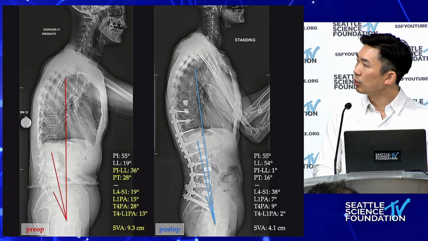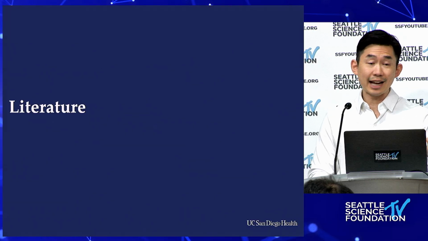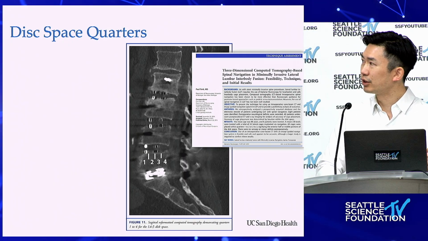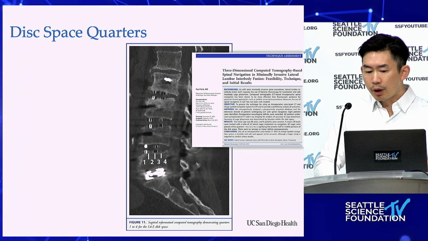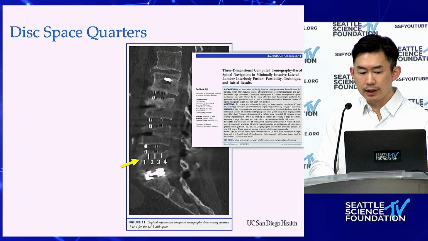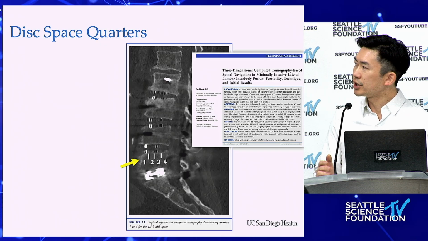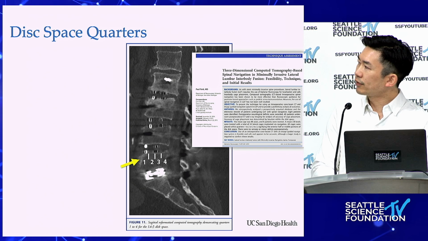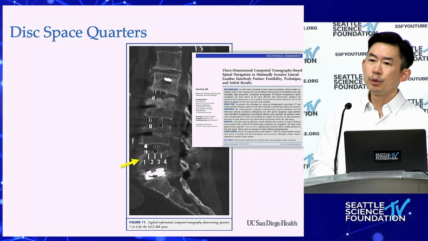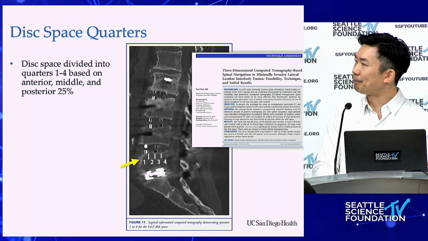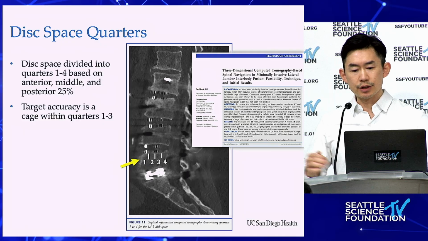And so, with this, just some literature. I know Nima, actually last year, I remember he presented a lot of excellent literature, and so I'm just going to put in a few. Paul Park really came about in 2015, and he described sort of where the ideal cage would be if you're navigating. He divided the disc space in quarters, so anterior 25%, middle 25%, and then the posterior 25%. When you're navigating, ideally that safe space is quarters 1 to 3, right? So that was sort of what he described.